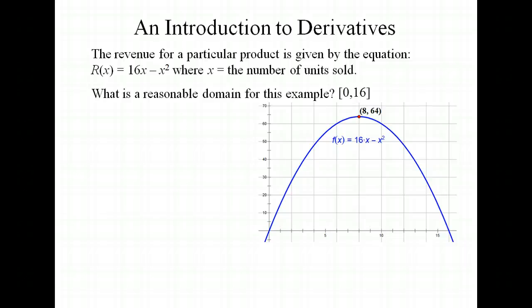And now what we want to do is figure out what our range is. Well, the range is going to be from the lowest point to the highest. Since we've restricted the domain to start at 0, our lowest value is 0, and our highest is where we have our vertex at 64.